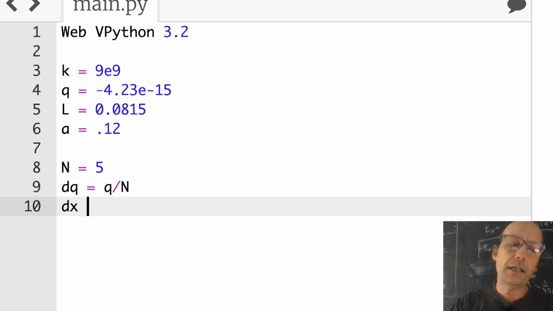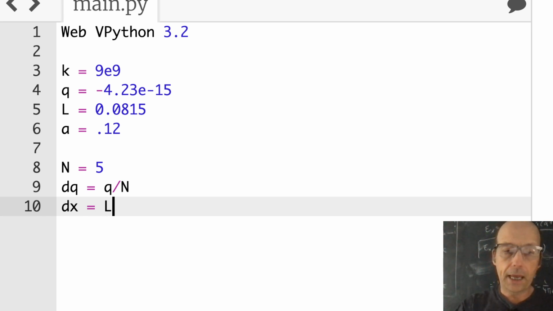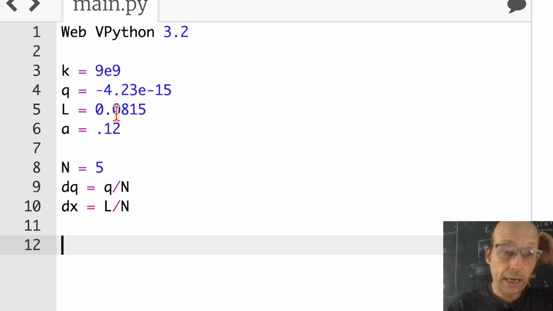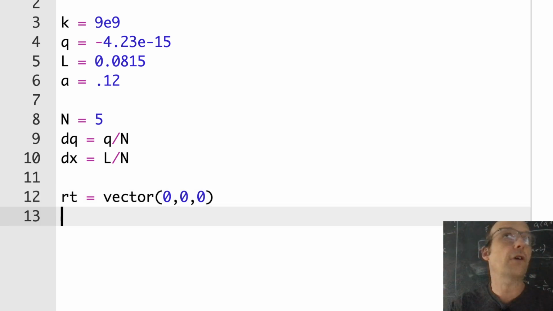The other thing I need to find is dx. How far do I move to get to the next piece? And that's just going to be L over N. Okay, now I'm going to start at a location. I'm going to call this vector RT for temporary, 0, 0, 0. And I'm just going to draw this here.